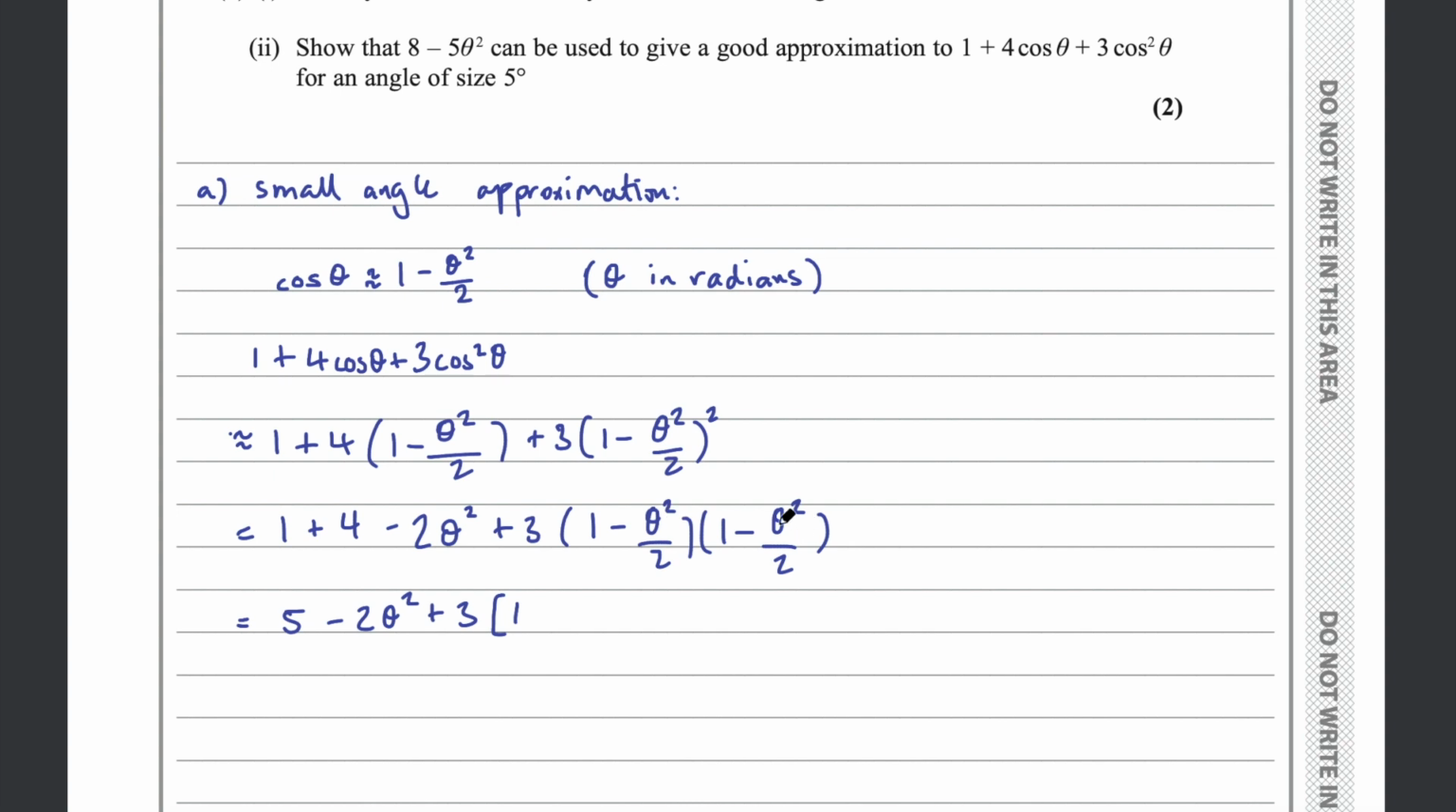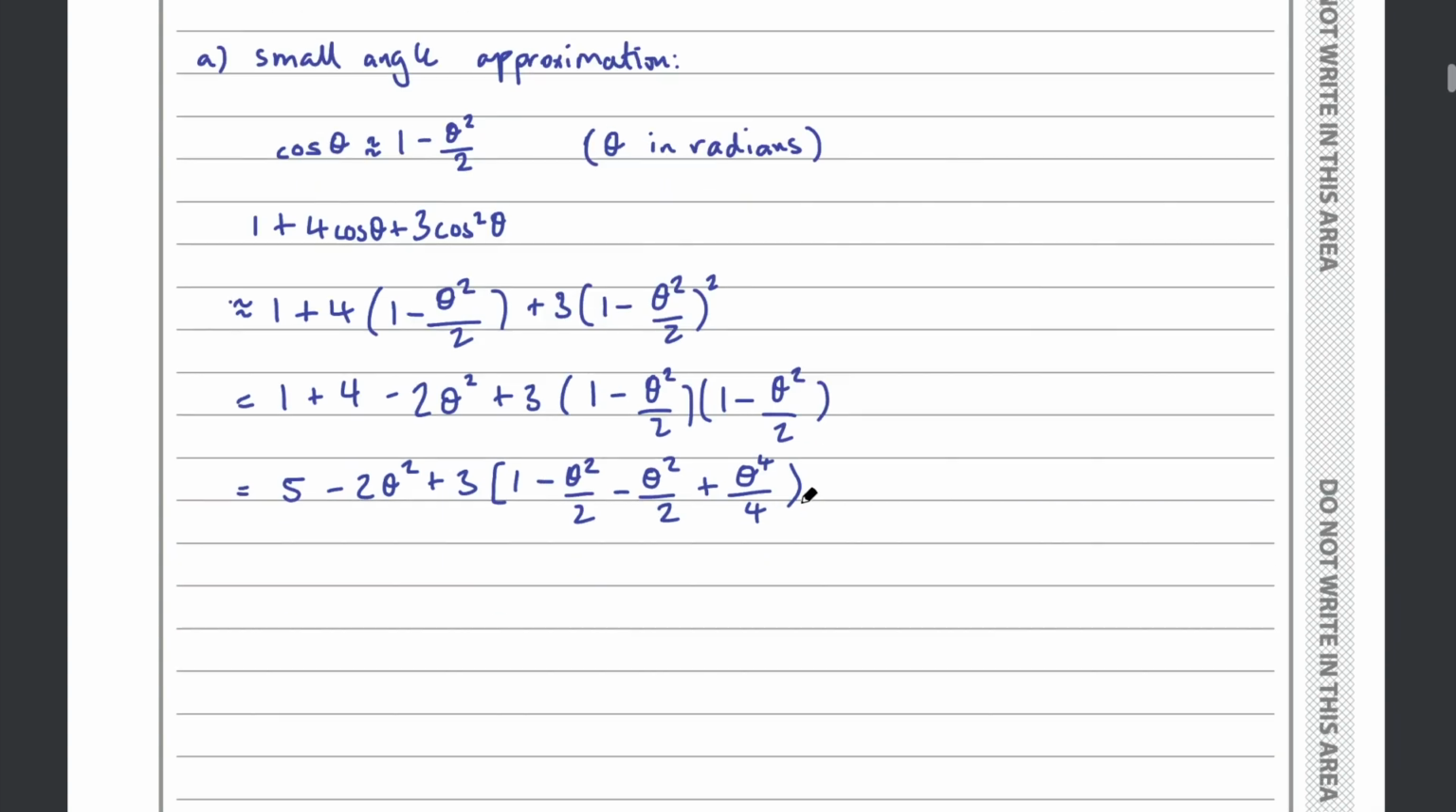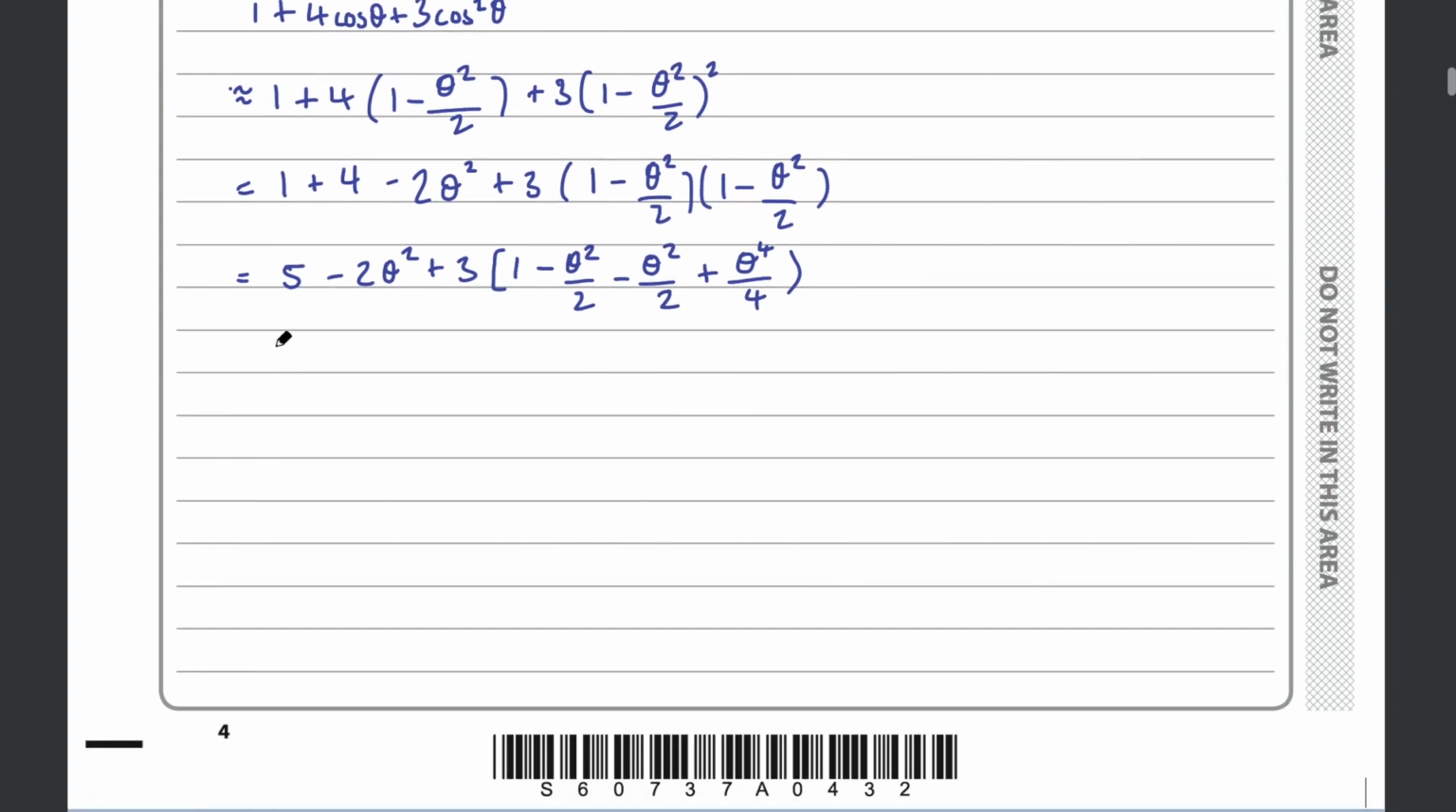Outers, 1 times negative theta squared on 2. That'll be negative theta squared on 2. Same for the inners, negative theta squared on 2. And the last will be plus theta to the power 4 on 4. Okay, because both terms are negatives, and theta squared times theta squared will be theta to the power 4. All right, now we can expand those brackets out. So we'll have 5 take 2 theta squared plus 3 times 1 is 3.